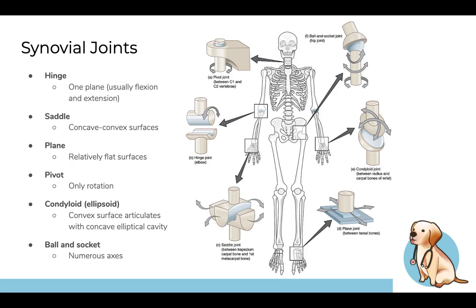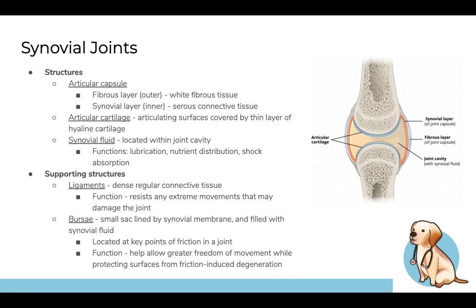And so inside your synovial joint, you have the articular capsule. It has a fibrous outer layer and a synovial inner layer. You also have articular cartilage and synovial fluid inside, mainly for lubrication, also nutrient distribution and shock absorption. And then the supporting structures are ligaments and bursa.